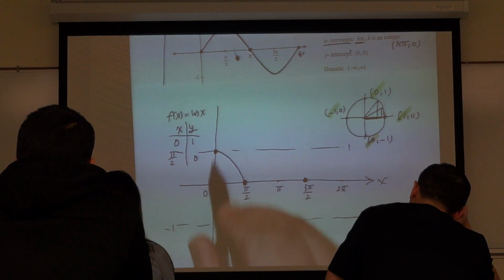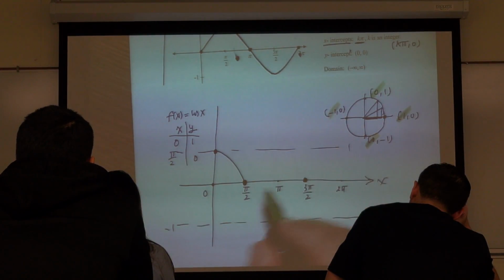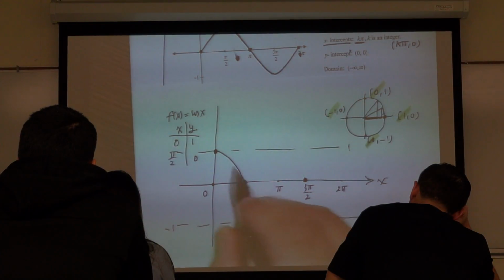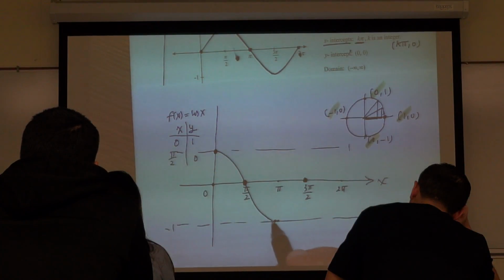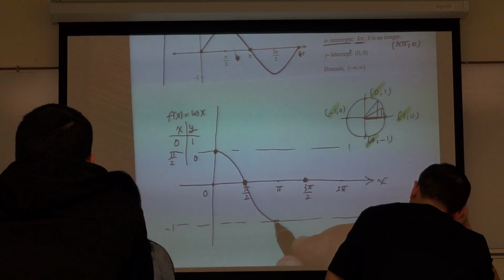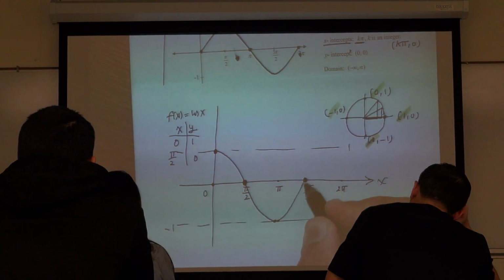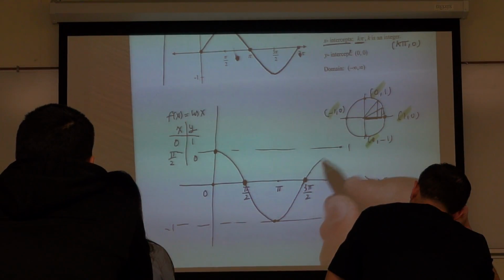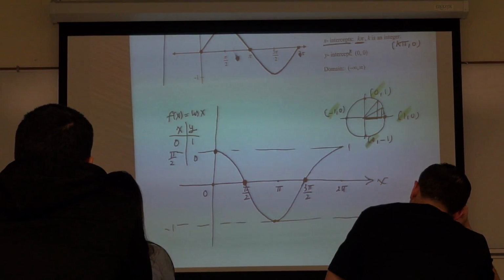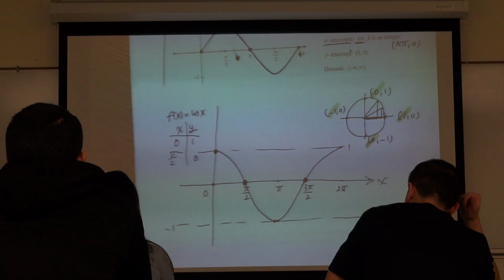And if 0 gave you 1, pi is going to give you negative 1. So we're going to decrease, right? We're going to keep decreasing right here. And then 3 pi over 2 is going to give you another x-intercept, 0, right? And then 2 pi is going to give you 1. That's it. That's your cosine graph.